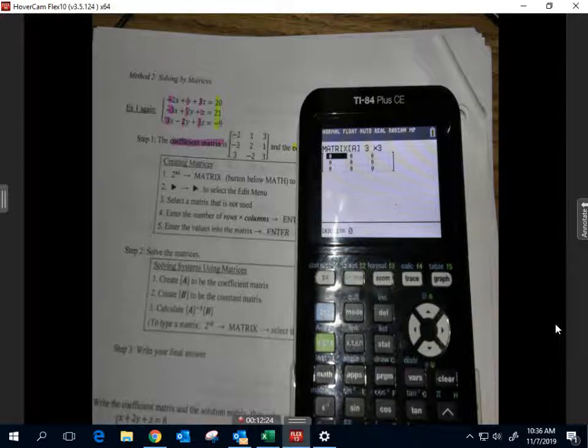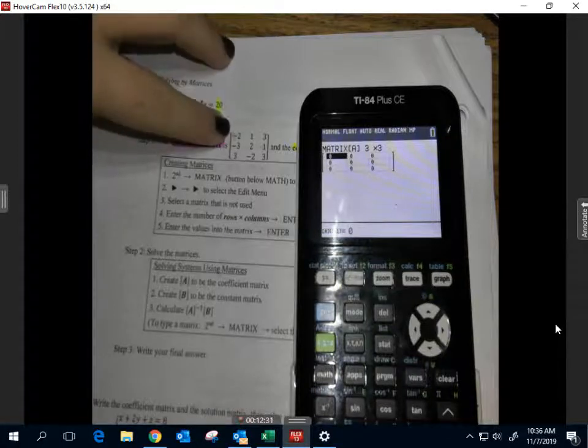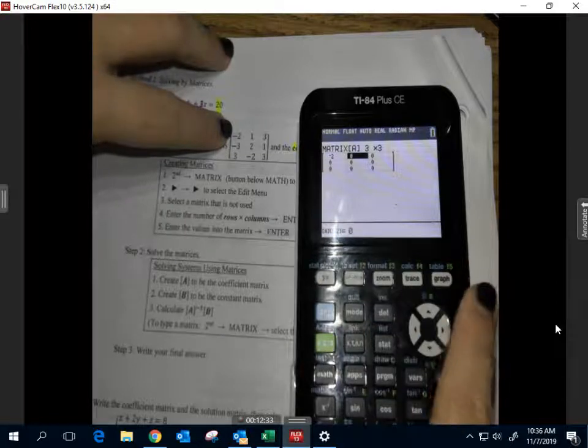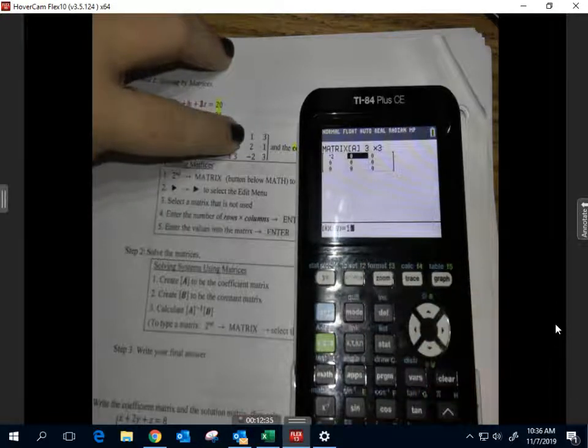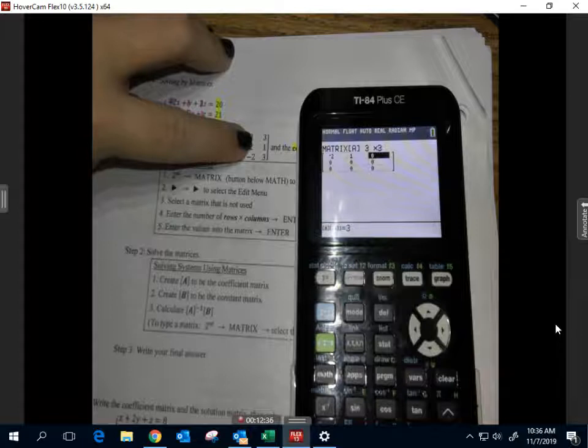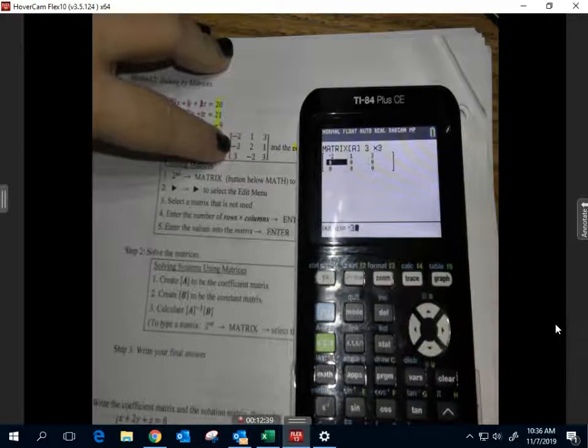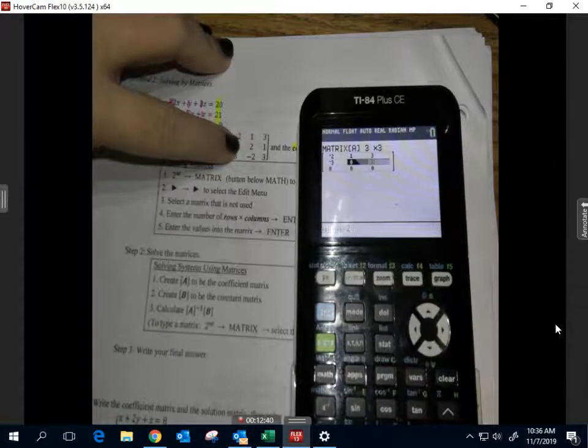Now we can start typing in our numbers. Now if you start typing in and hit enter every time, it goes from left to right. So I'd have to type in -2, enter, see how it goes to the right, then 1. It doesn't go straight down in the columns. So put all those numbers in.